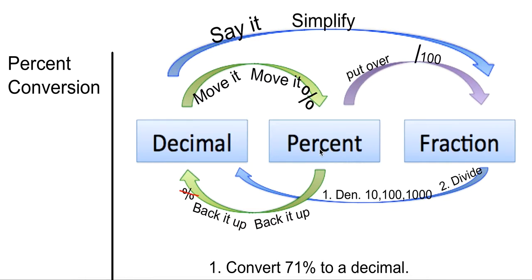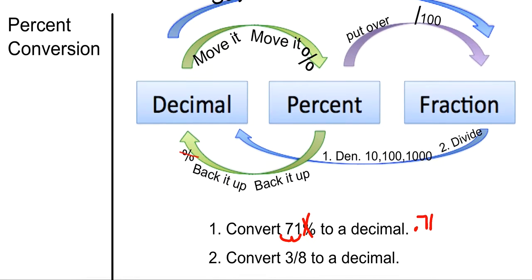So I'd start as a percent, and to go to a decimal, I back it up, back it up. So in this case, I would remember to cross it off, back it up, back it up. So my answer is 71 hundredths.